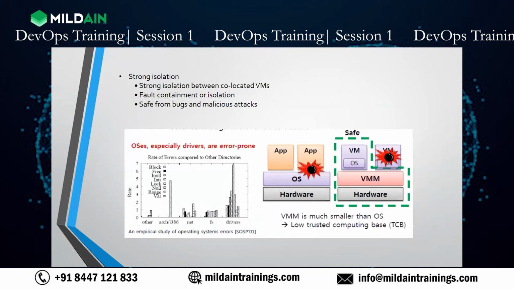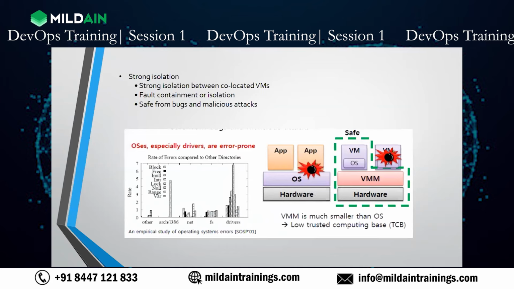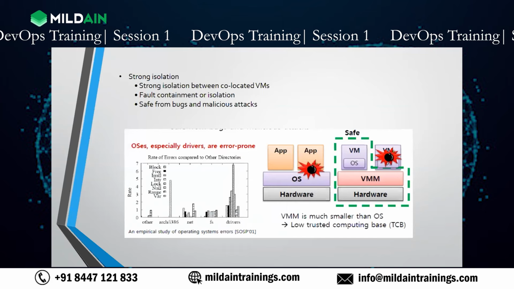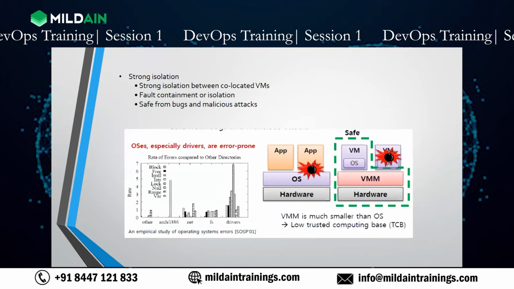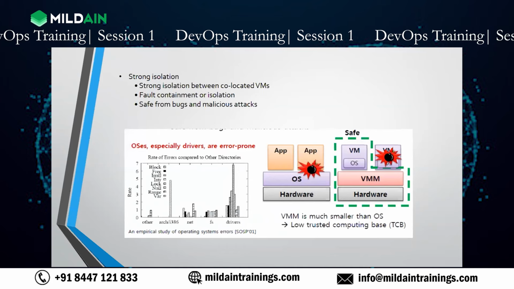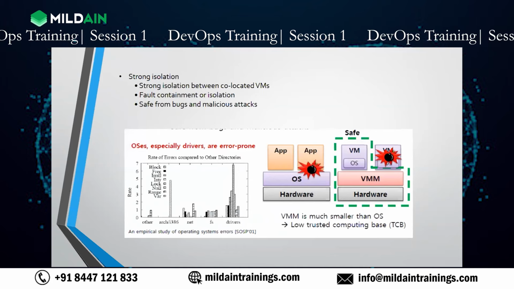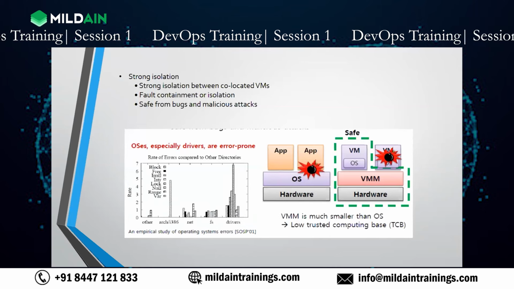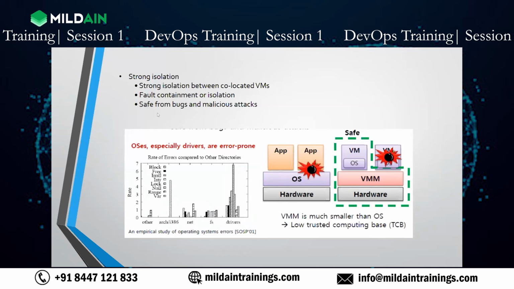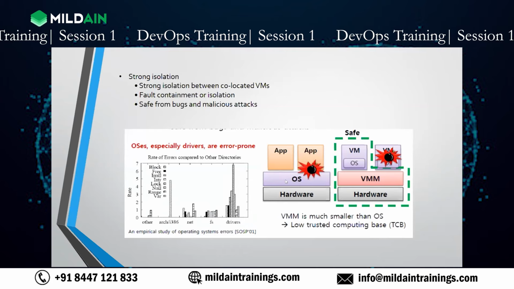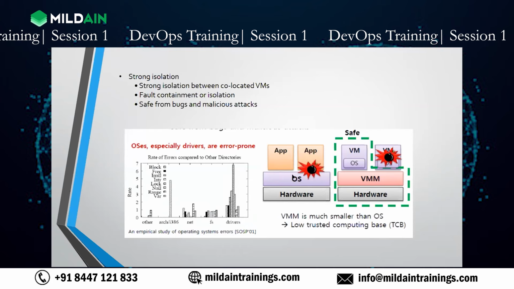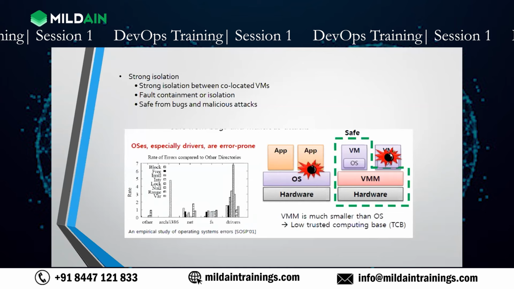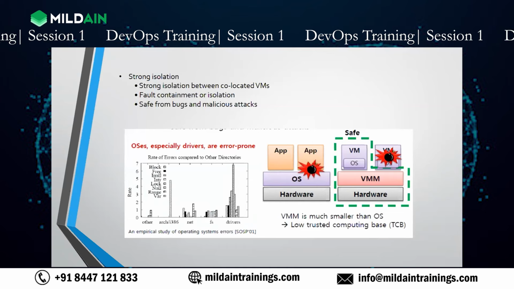So there is strong isolation between co-located VMs, fault containment or isolation, safe from bugs and malicious attacks. Because when we are creating high availability here, we are maintaining security. So what is happening? There are no bugs or malicious effects. If we see here, it is safe: app, hardware and operating system. Now if we see here, it is hardware, virtual monitor, VM, OS, and VM and OS, and then VA. So there is a complete isolation.